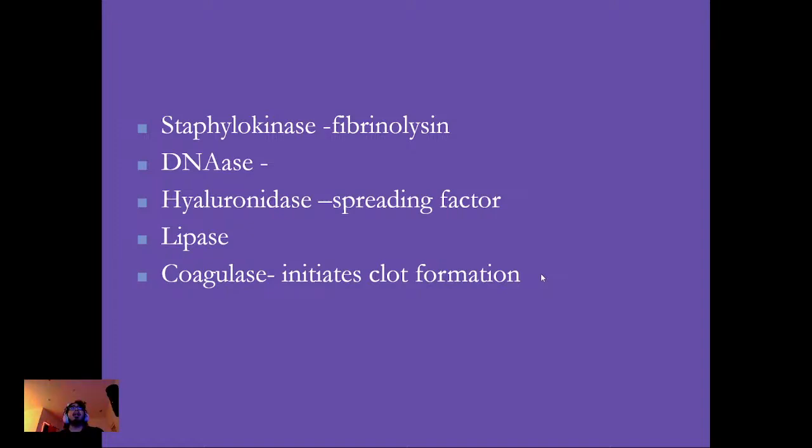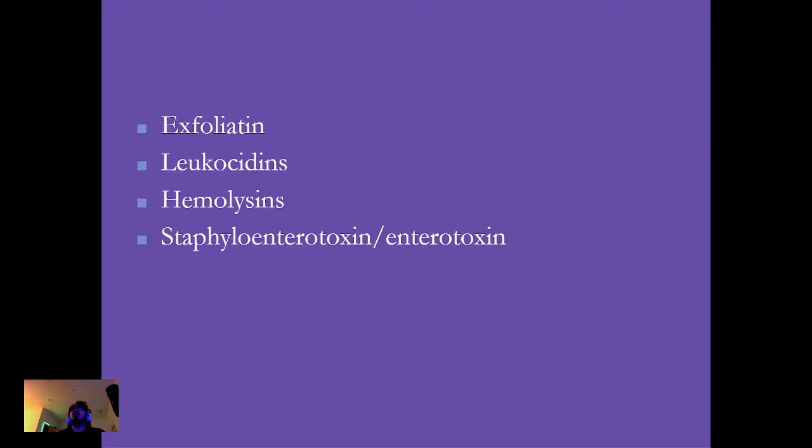DNase breaks apart DNA, obviously. Hyaluronidase is a spreading factor. It breaks apart hyaluronic acid. Lipase, fats, and coagulase, it is the one that initiates clot formation. Okay? So there are 5 toxins also. Don't forget, class. Exfoliatin, leucocidins, hemolysins, and staphyloenterotoxins. Okay? Exfoliatin, leucocidin, hemolysins, and staphyloenterotoxin.